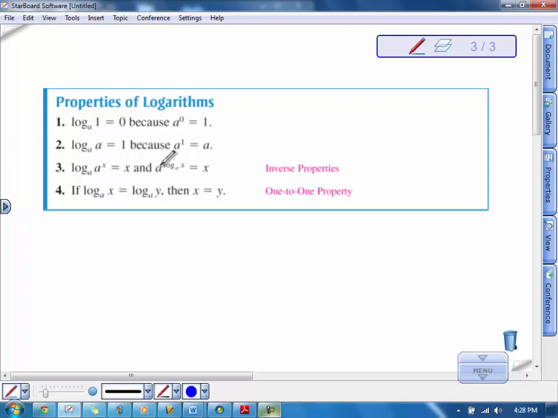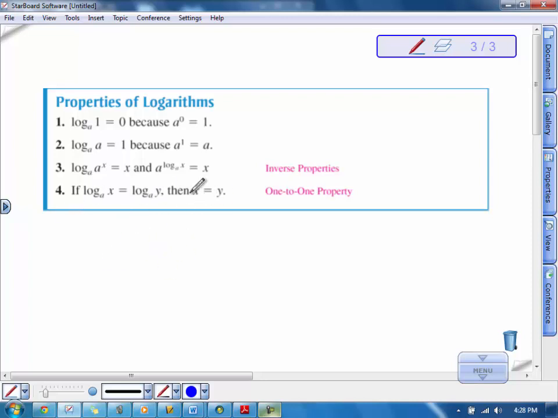And any number raised to a log base of x is just x. So you can also rewrite that like this, log base a of a to the x is just x. So these a's tend to cancel. If you rewrite this expression right here, you'll get a to the x equals a to the x. Okay, same thing here.